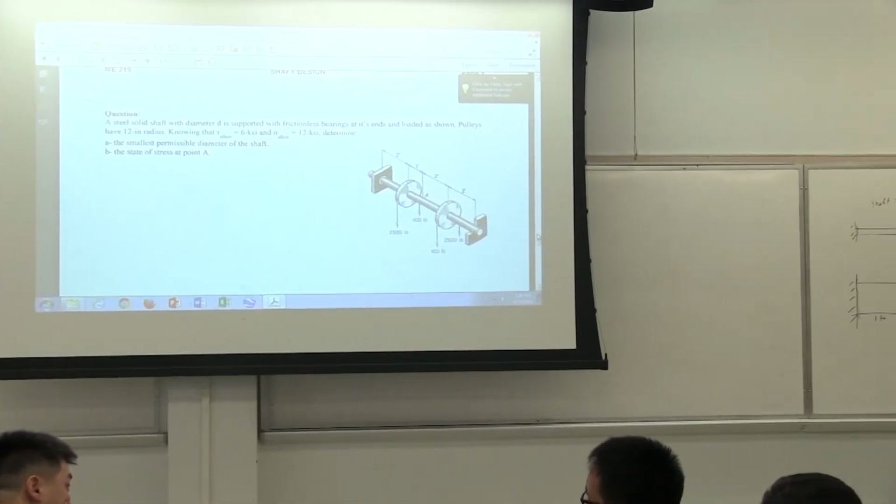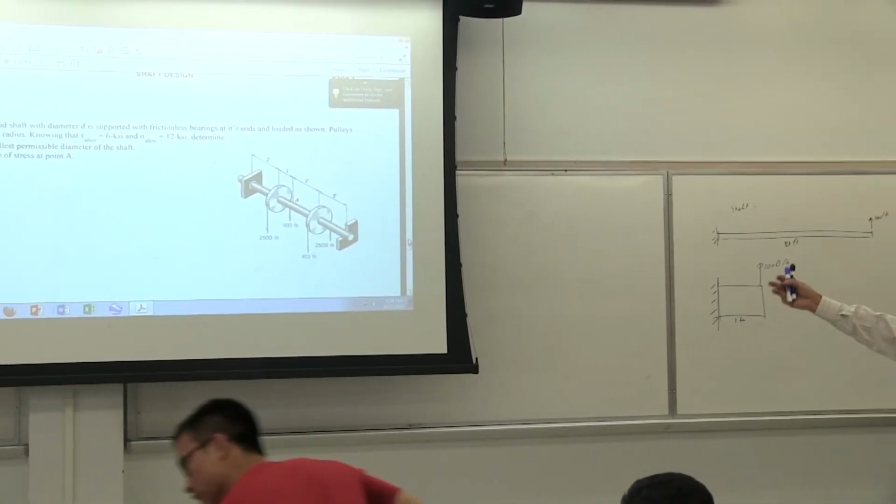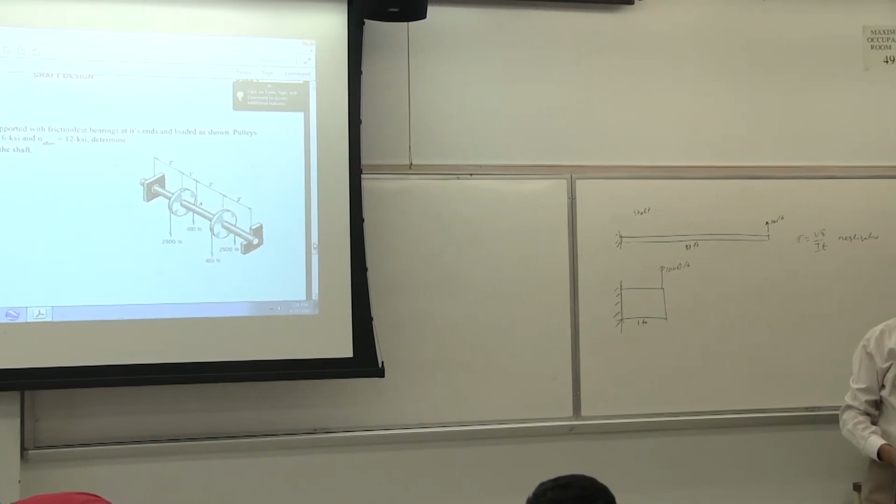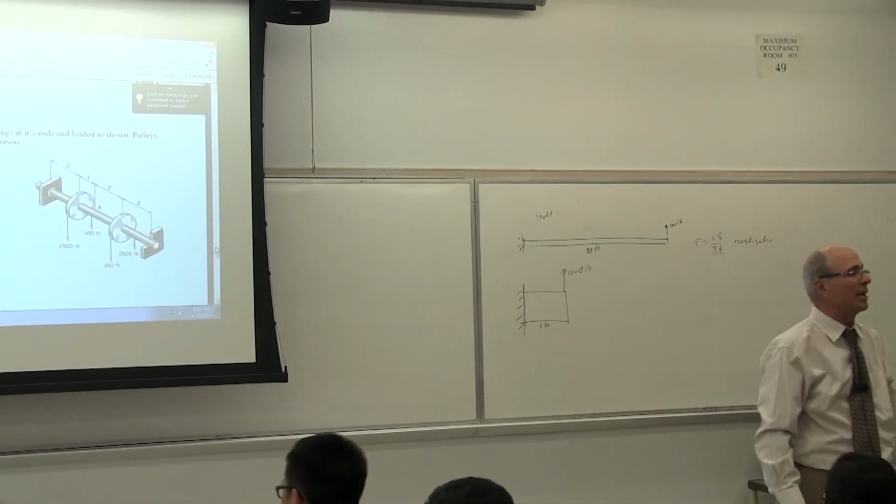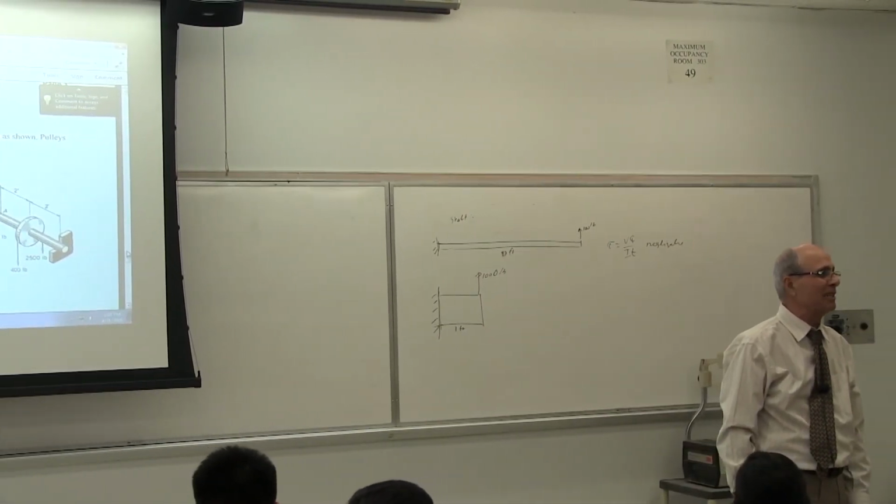So you don't want to make a column for this building. Of course, if you make it like the Romans, a 2 meter by 2 meter, it's going to stay there. Is that correct or not? Yes, everybody understand what I'm saying?